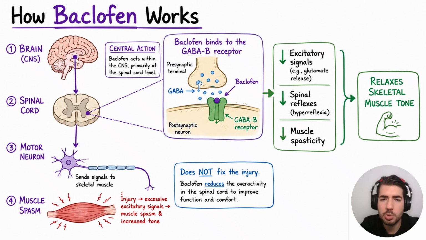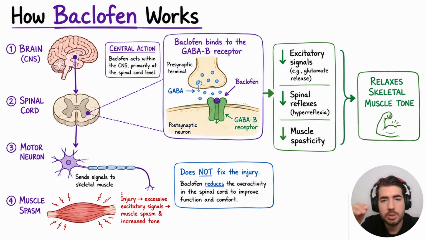Okay, so how does it work? Baclofen is going to bind to the GABA-B receptor. GABA, if you remember, is an inhibitory neurotransmitter. So if it's inhibitory and you are giving a GABA agonist, what are you getting? Inhibition. You're getting relaxation. So baclofen binds to the GABA-B receptor.